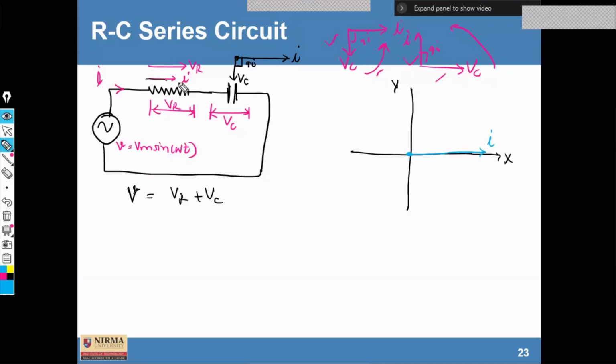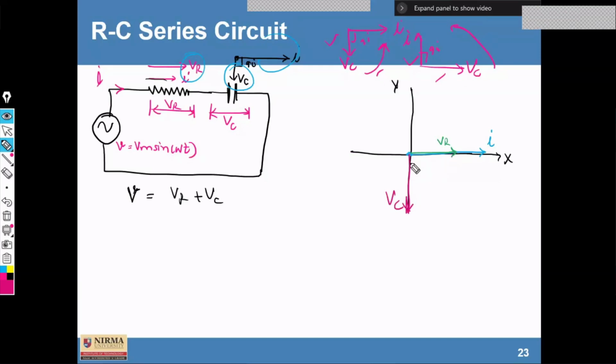Current is a common vector, so we can consider it common in both cases. From this, we can draw the vectors of V and VC also. Vector V again coincides with this, so this is VR. And what about the other vector, VC? VC is in the downward direction because current leads. This is VC. In the previous case, we drew VL on the upper side. Now here it is on the negative side. And the resultant we can draw from this.